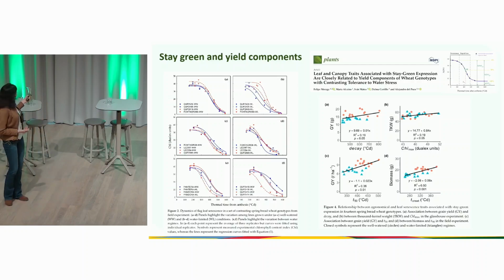So they had studied, in this case, a previous work they were doing with, I think, 14 genotypes, and they were characterizing different crop varieties.